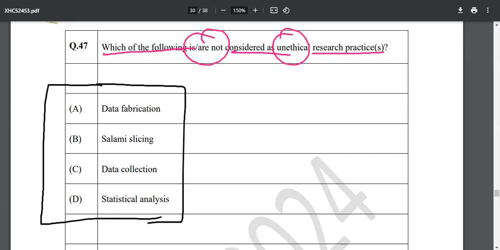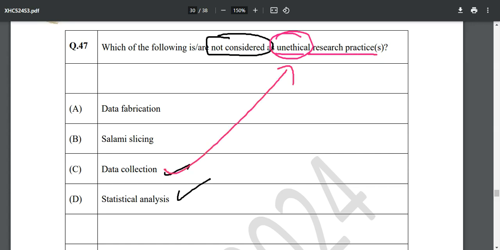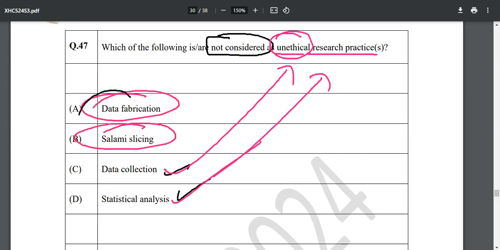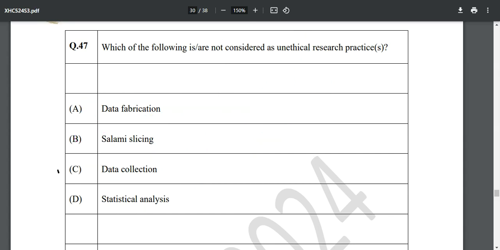So these options look a little tricky, but when you are focused and looking at these two, you get the answer. Which of the following are not considered? They have asked for which are not considered as unethical research practices. So data collection is not unethical, and your essay, also t-test, ANOVA, whatever you applied, statistical analysis are not unethical research practices. Data fabrication might be, salami slicing might be, but we don't have to worry about what would be, we have to worry about what is not. So these two, data collection and statistical analysis, are not considered unethical research practice. C and D are the correct answer in question number 47.